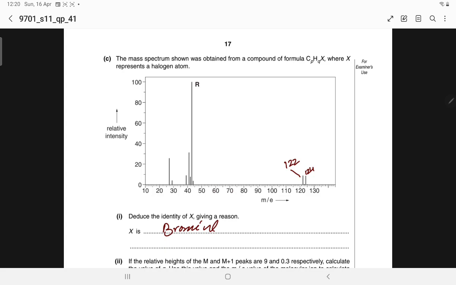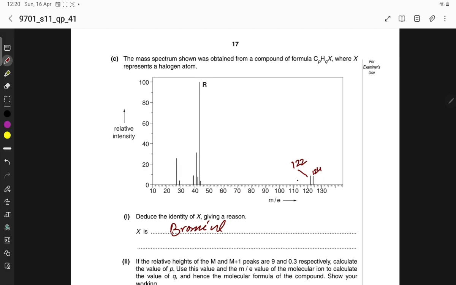So there is another question of mass spectrometry. The mass spectrum shown was obtained from a compound of formula CpHqX, where X represents the halogen atom. I have earlier discussed in my previous video that if two peaks are present at the same height, like this and this, we can identify X from this.